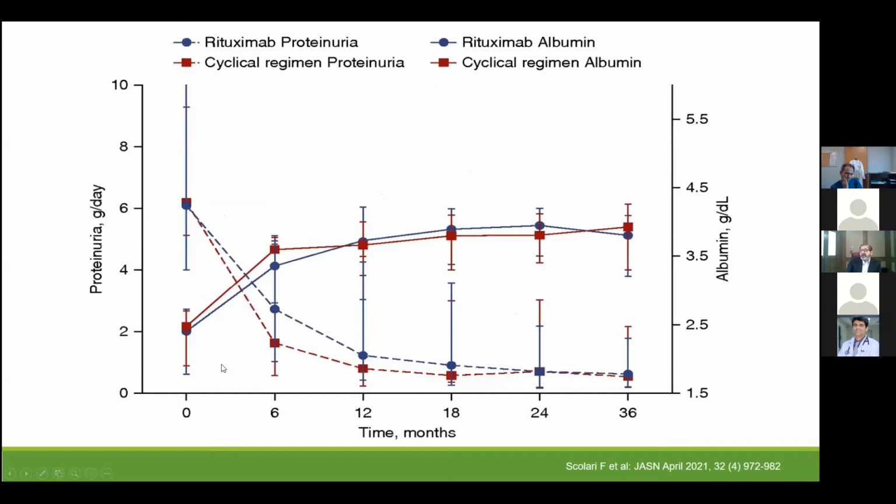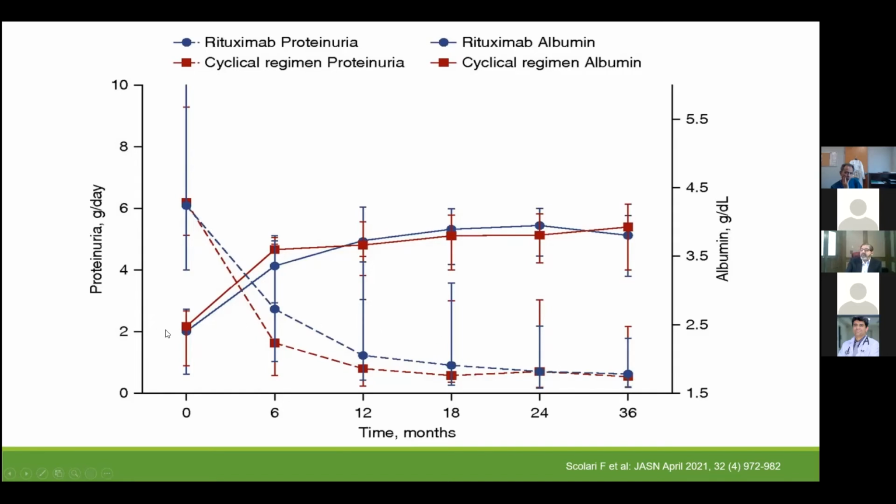So let's take a look at what we learned from this trial. In the blue here is the rituximab arm. In the red here is the cyclical regimen, the Ponticelli regimen. What you're seeing here is that the proteinuria goes down in the cyclical regimen a little bit faster, as we would expect, and then the rituximab catches up. So at 24 months and at 36 months, there's essentially no difference in decrease in proteinuria.